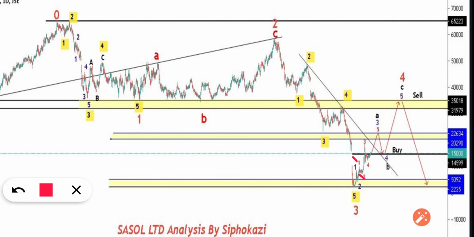I calculated my buy level, which is the blue point 4 and the letter B, at 145.99. I will then hold this position up until it reaches the zone of 350.18 to 319.79, which is my big red point 4, and then sell again, supporting the overall market direction moving down, expecting to take profit between 50 Rand 92 and 22 Rand 35.